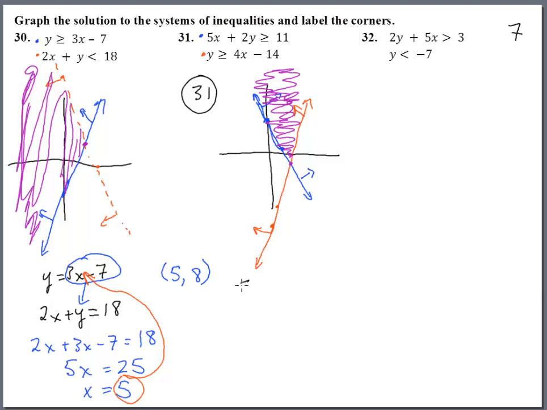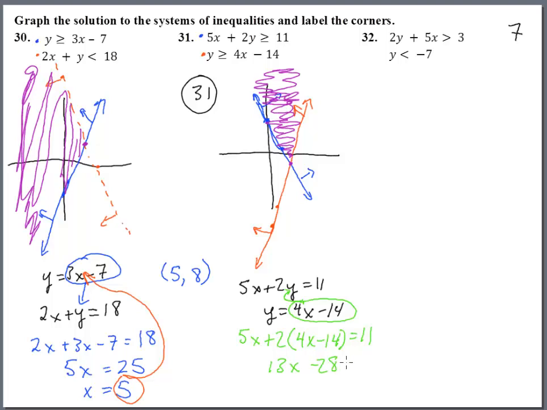Let's do it with 5x plus 2y equals 11 and y equals 4x minus 14. Y is already solved for, so I'm going to do substitution. We're going to stick that guy in right there, and we get 5x plus 2y, that's that 4x minus 14 substituted in, equals 11. That's 5x plus 8x is 13x minus 28 equals 11. That's 13x equals 39, which gives us x equals 3.